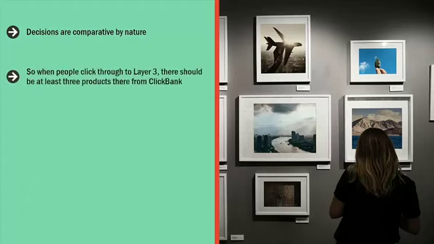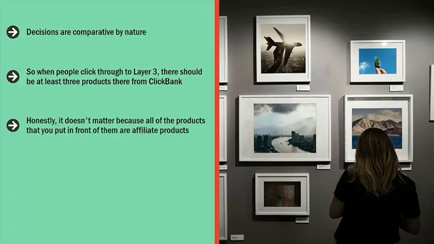So when people click through to layer 3, there should be at least 3 products there from Clickbank. You break them down based on features, and then you make notations regarding how likely this specific option is going to help them solve their problem. Then you do the same for the other products. At that point, your recommended product may stand apart from the rest. Honestly, it doesn't matter because all of the products that you put in front of them are affiliate products. If they pick your suggestion, great. If they don't pick your suggestion and go with another product that you featured, you still make money. Do you see how this works?